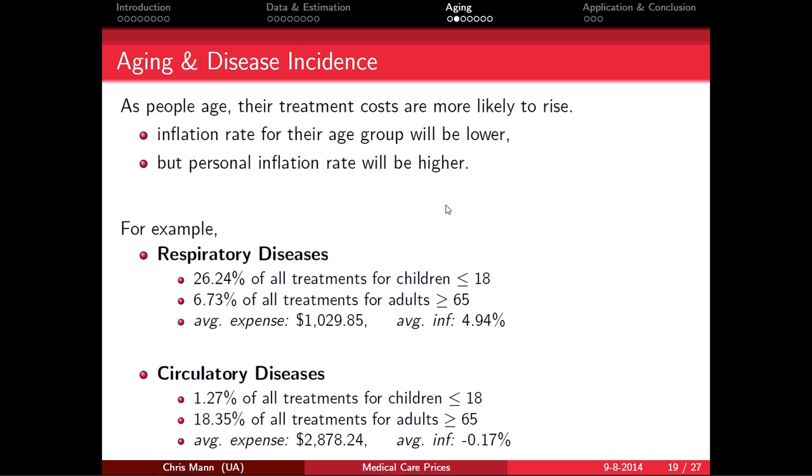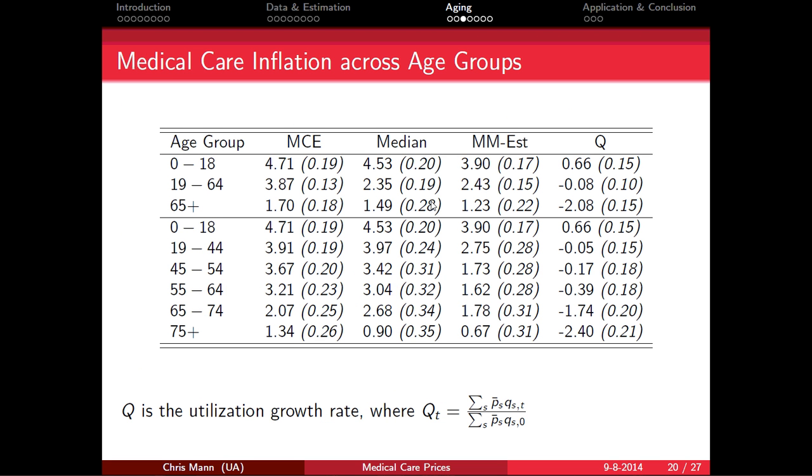And what is the average expense? Almost 3 times higher than that of respiratory diseases, at almost $3,000. But it's experiencing a much lower average inflation rate. Okay? So, in this table, what I've done is I've actually broken down the inflation rate for each individual age group. So I've created what you think of as age-based medical care expenditure indexes.